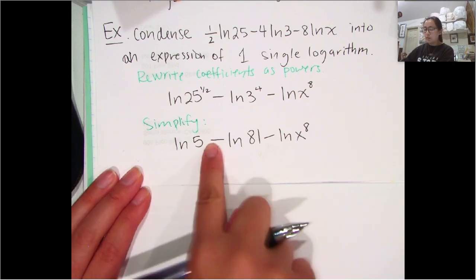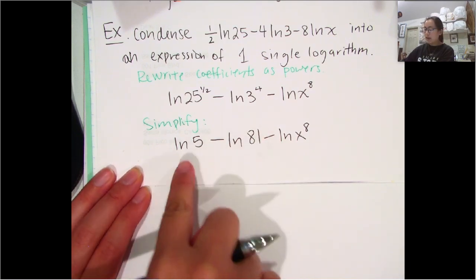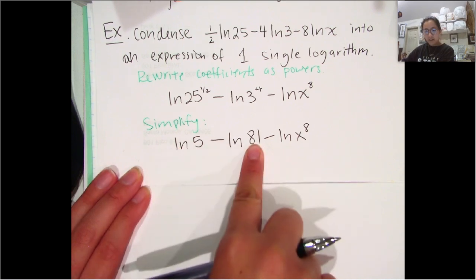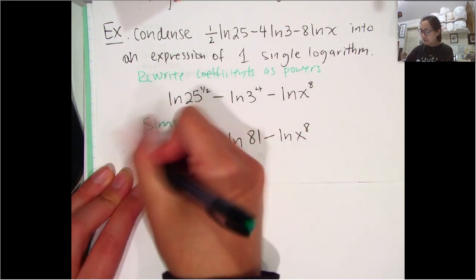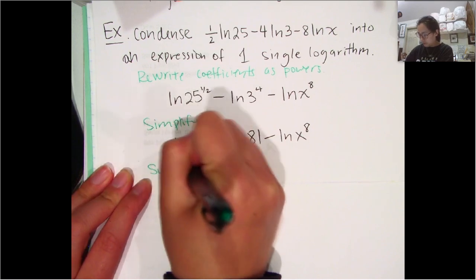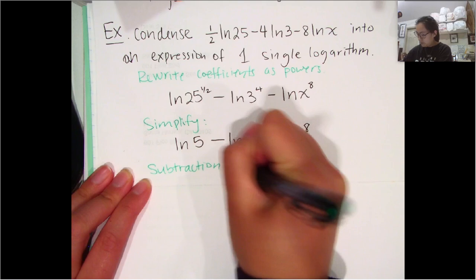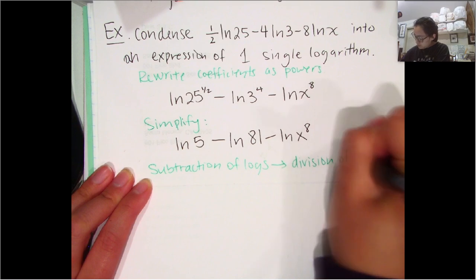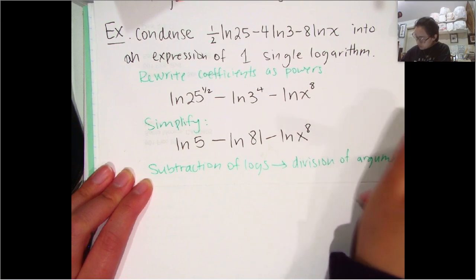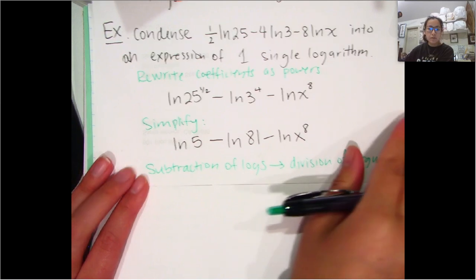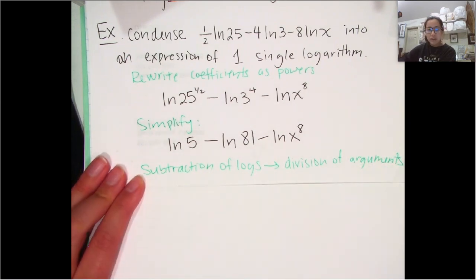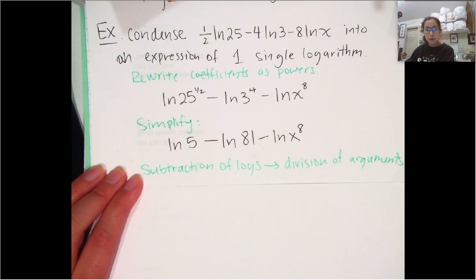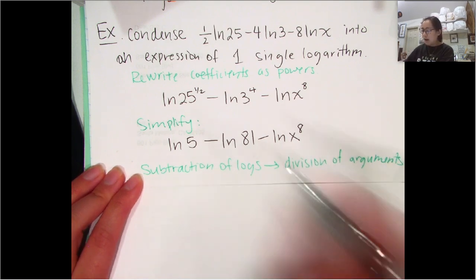Okay, so because these are both being subtracted, it'll be ln of 5 divided by 81 divided by x to the 8th. So when you have the subtraction of logs, that's going to become the division of the arguments. So if it had been addition of logs, that would mean that there would be multiplication of arguments. But since this is division of arguments, we'll go ahead and divide.